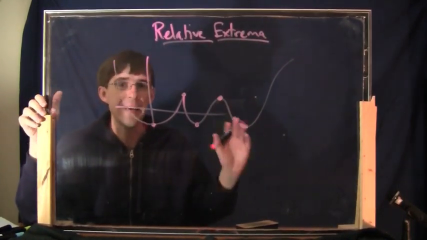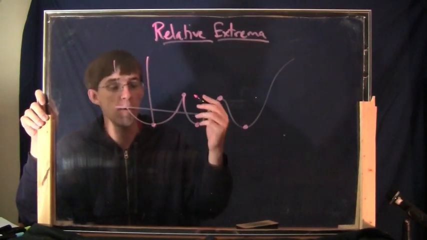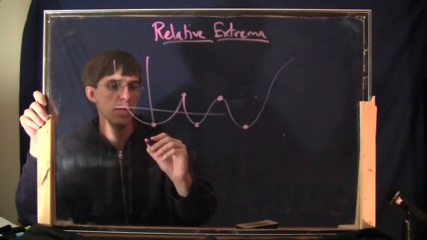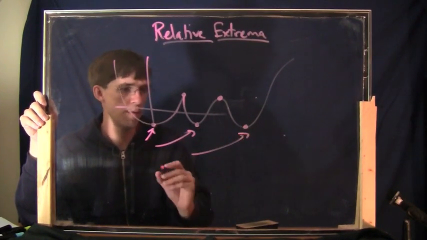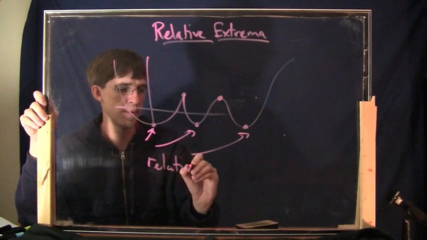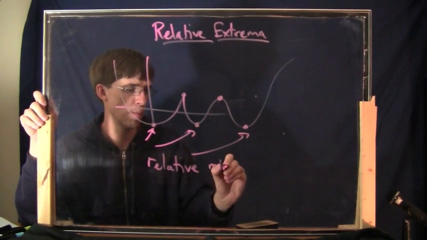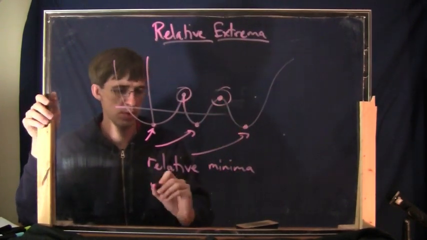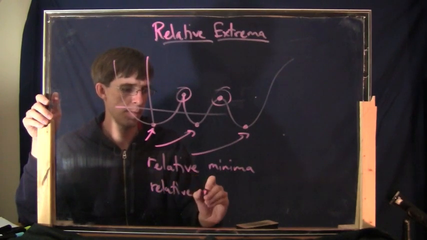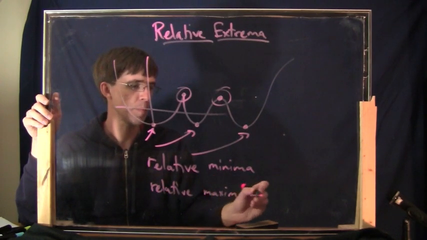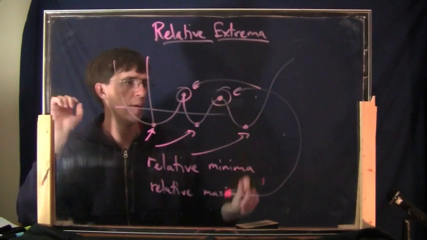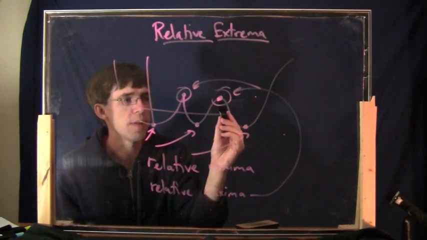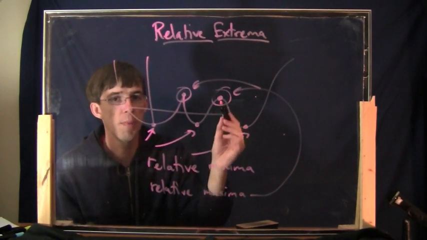There are two different types of extrema points: minimum points and maximum points. So this one and this one are referred to as relative minimum points, or minima, which is the plural of minimum, and then these two are referred to as relative maxima. The word relative refers to the fact that this is the maximum value for this function nearby this point.